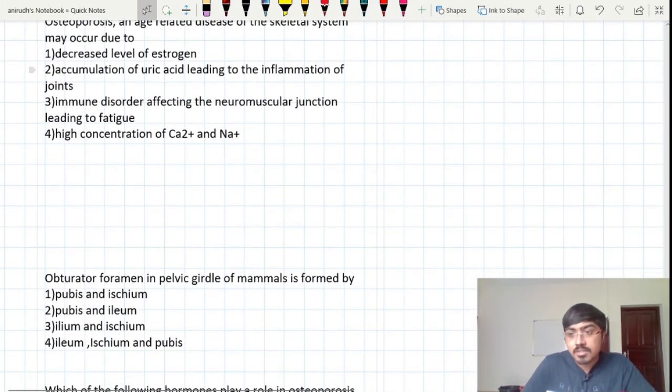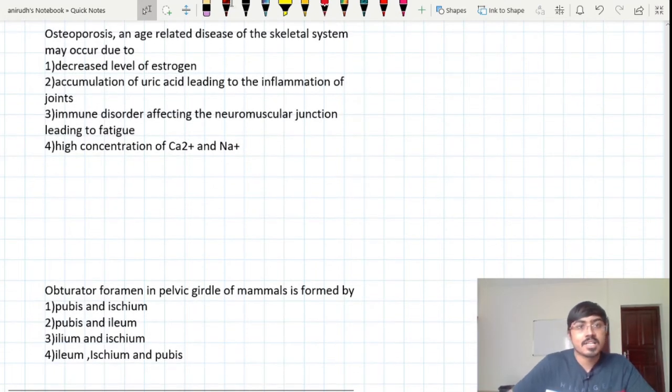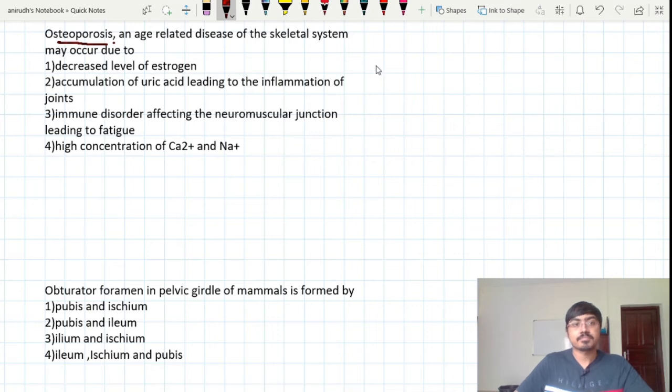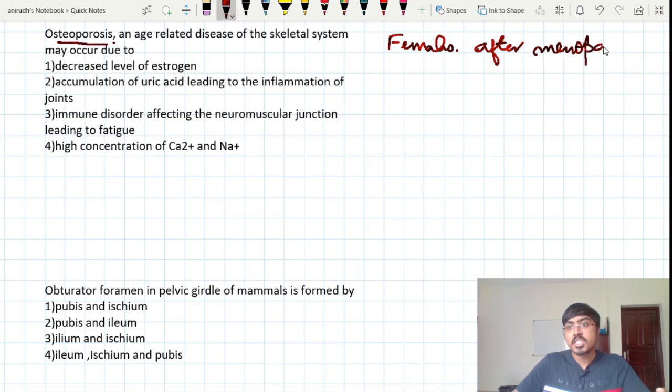Now, do you know this osteoporosis? This was a question that was asked in the previous NEET exam. We were saying that osteoporosis is seen in females, most commonly in females after menopause. What is the age of menopause as per NCERT textbook? 50 years. So after 50 years, as per NCERT, all females stop their menstruation.